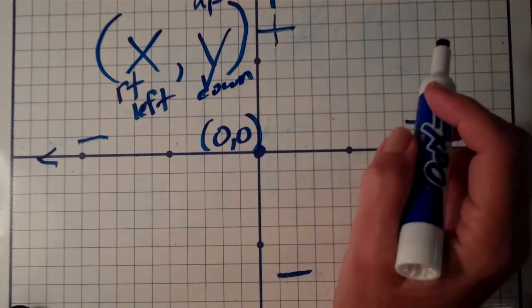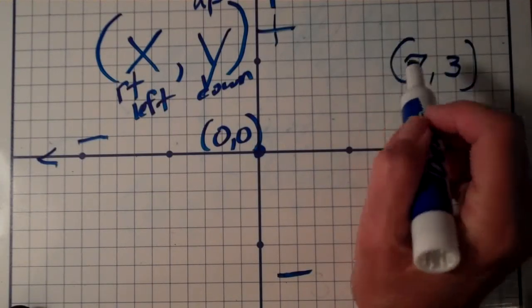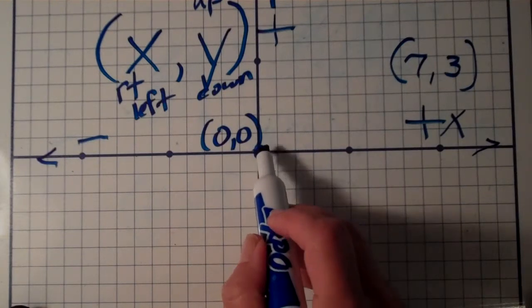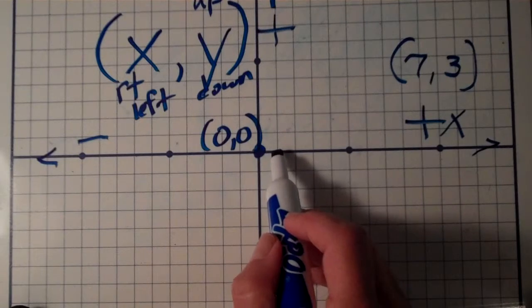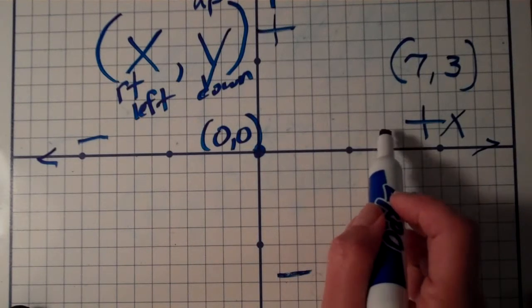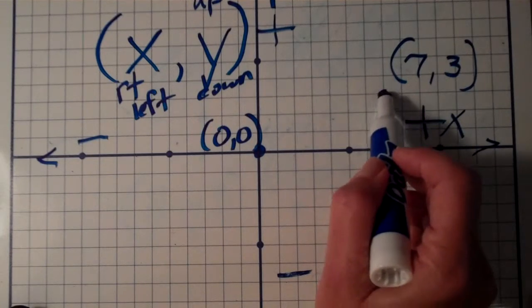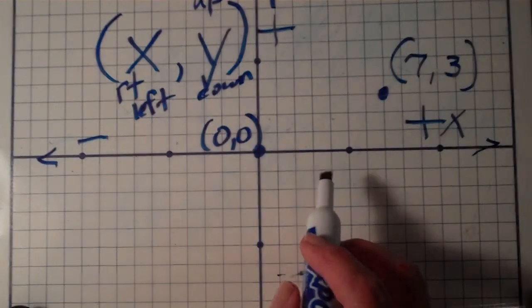If I wanted to locate the point 7, 3, I'm going to start at the origin. I'm going to go over on the x-axis, 7 places positive, 1, 2, 3, 4, 5, 6, 7, and up 1, 2, 3. So I've located the point 7, 3.